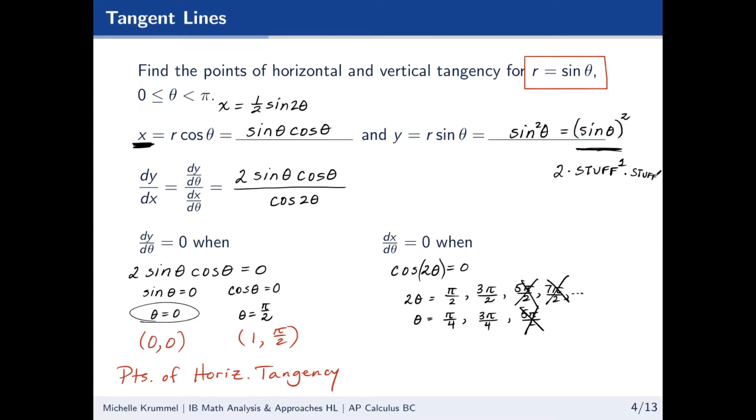And then points of vertical tangency, those are all of the points where dx d theta equals 0 and dy d theta is not. So we have 2 points, one where theta equals pi over 4. So we'll go back to the original equation. When theta equals pi over 4, r equals the sine of pi over 4, and the sine of pi over 4 is 1 over root 2. You can also write that as root 2 over 2 if you prefer.